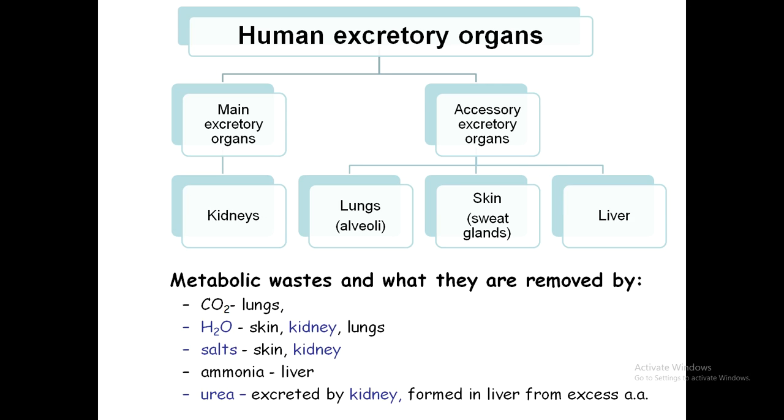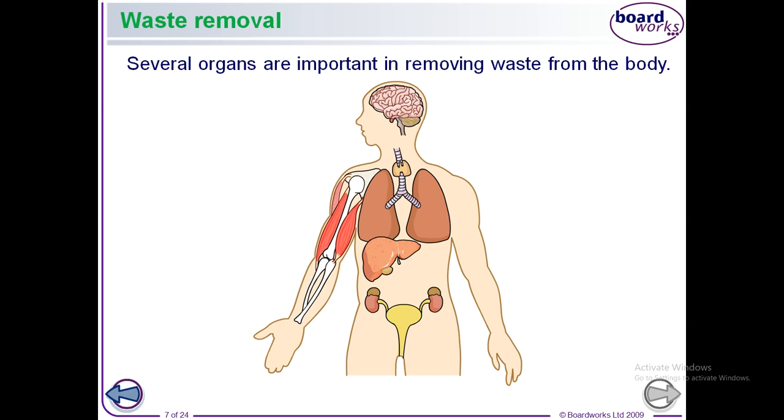Carbon dioxide is released by the lungs. Excess water from the body is removed by the skin, kidneys and lungs. Salts are removed by the skin and kidneys; by the skin, they are released through sweating. Ammonia is released by the liver, formed from the excess amino acids, and is then converted into urea, and the urea is excreted by the kidneys.